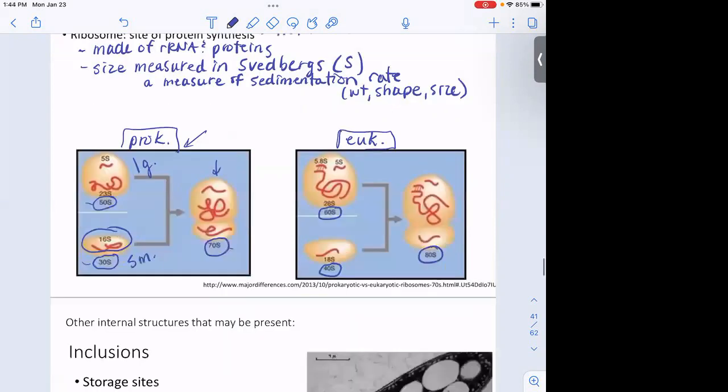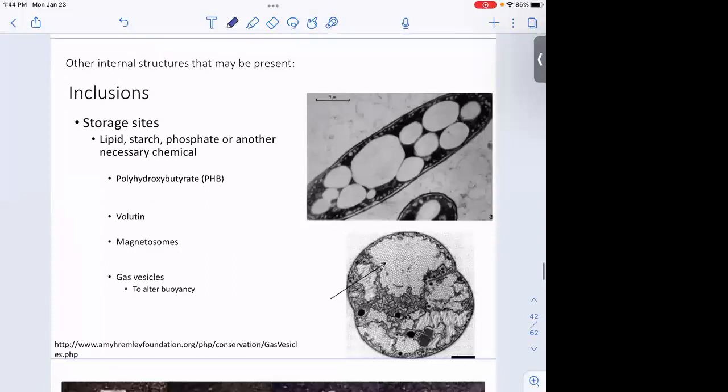Okay. And then some structures that some bacteria have and some don't. Some can have inclusions. Inclusions are just storage. They function in storage. So in times of plenty, a bacterium can store some kind of solute or some kind of nutrient that may not always be available. Okay, so that could be some kind of lipid, starch, phosphates. There's lots of different kinds of inclusion molecules.